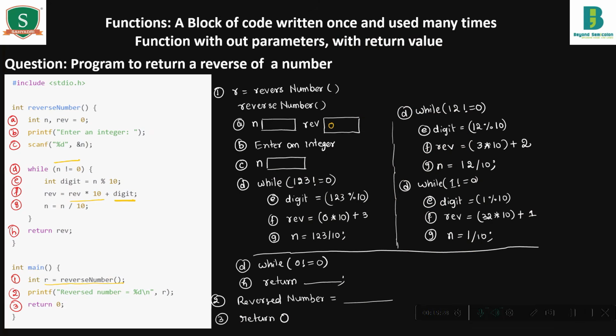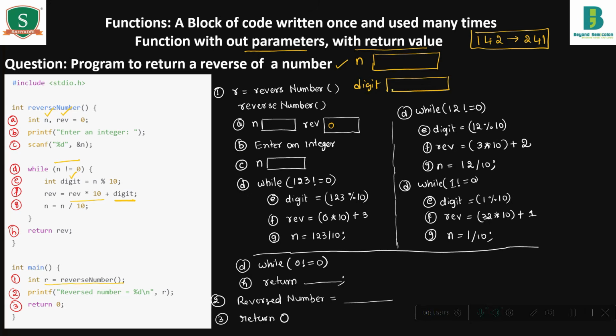Let us see the last program for the function without parameters and with return value. This is the program to return the reverse of a number. If your input is 1 4 2, the output should be 2 4 1. Let us understand the logic. In this program, in total we are using n, reverse and digit. To track how the numbers are getting updated, I will display n value, digit value and reverse separately. Let us trace the program.